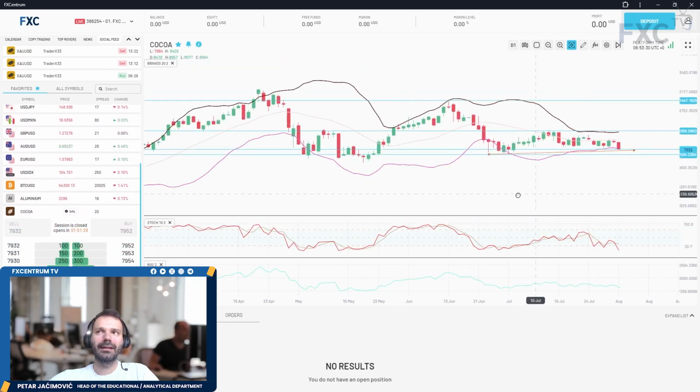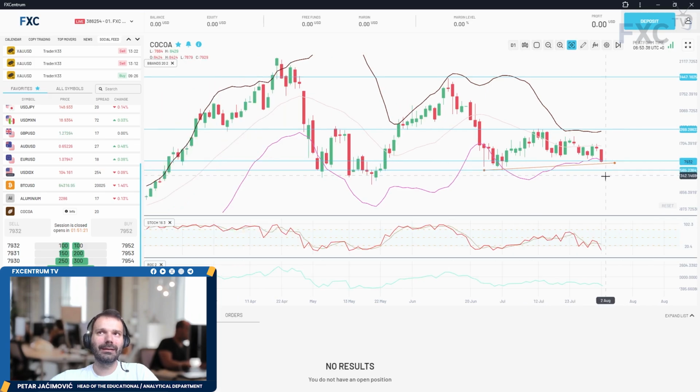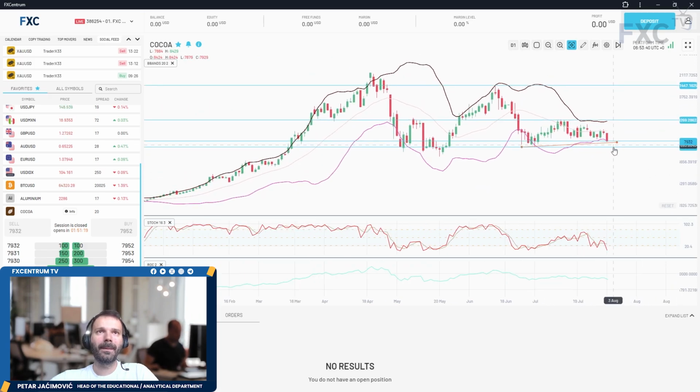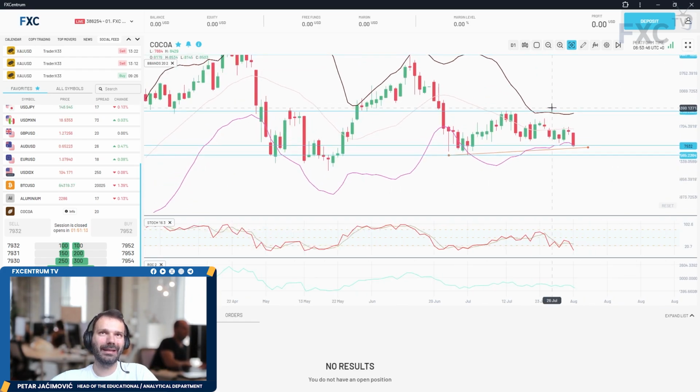And on the cocoa market, consolidation is still going on, but there is potential for a drop. If we can see a break of this trend line and the market trades below, then there is a chance for a bigger downside movement on the cocoa market and a potential breakout. So pay attention to that cocoa consolidation and potential for the breakout.